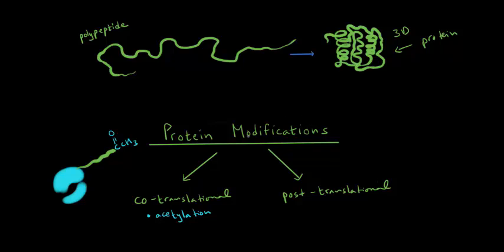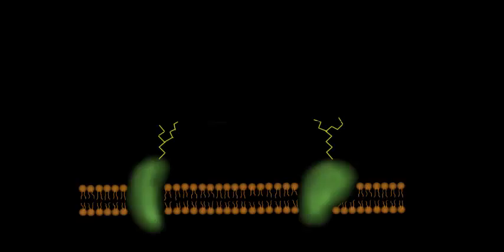And actually, most protein modifications fall into this category, and the examples we're going to discuss in this video are all post-translational modifications, and those modifications happen after translation. Many post-translational modifications happen in the endoplasmic reticulum and the Golgi apparatus, but not all of them. So let's go through some examples. So the first post-translational modification I want to talk about is glycosylation.